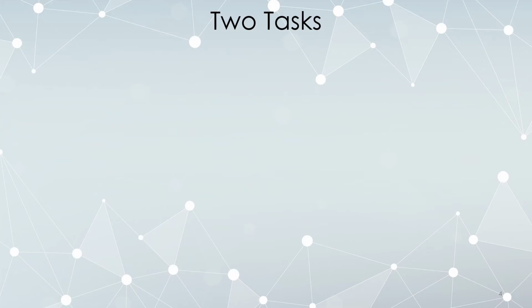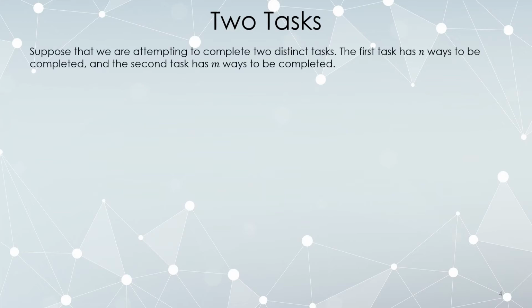Continuing our discussion of combinatorics, suppose you have two things that you need to accomplish, two tasks. These two tasks are distinct from one another. Okay, so the way you complete one task does not actually affect how you can complete the other. There are n ways to complete the first task, and the second task can be completed m ways.